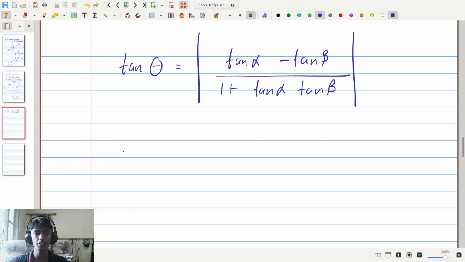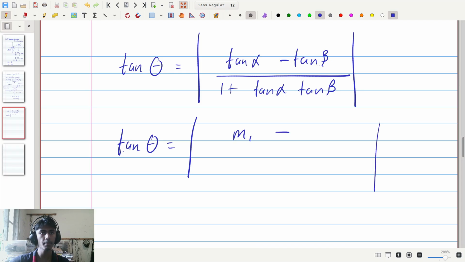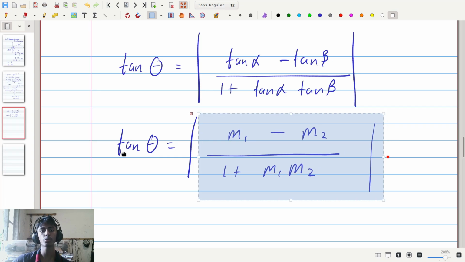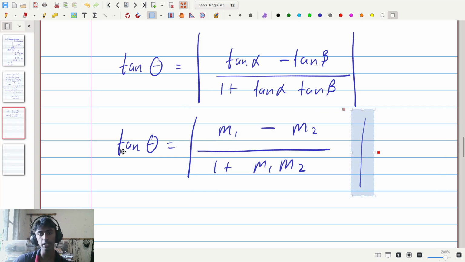Therefore what we have is that the tangent of theta is equal to the absolute value of: tan alpha is m1, so we have m1, minus tan beta is m2, so we have m2, divided by 1 plus tan alpha, which is m1, times tan beta, which is m2. So this is the result that we want to get, and we want to take its absolute value because we don't care about negative angles, the negative angle and positive angle. What we want is the absolute size of the angle. So we take the absolute value, and that is going to be equal to the tangent of theta.